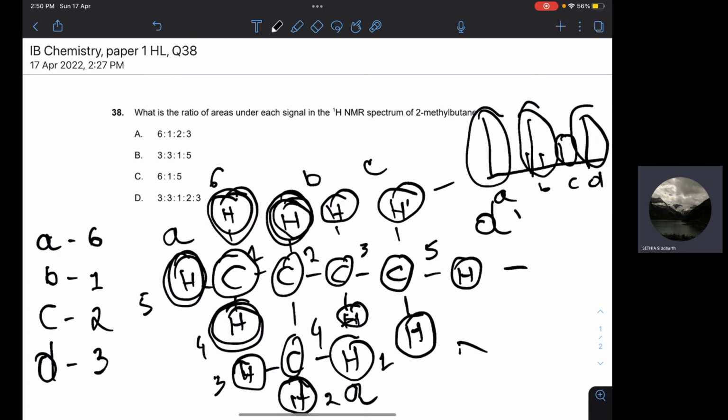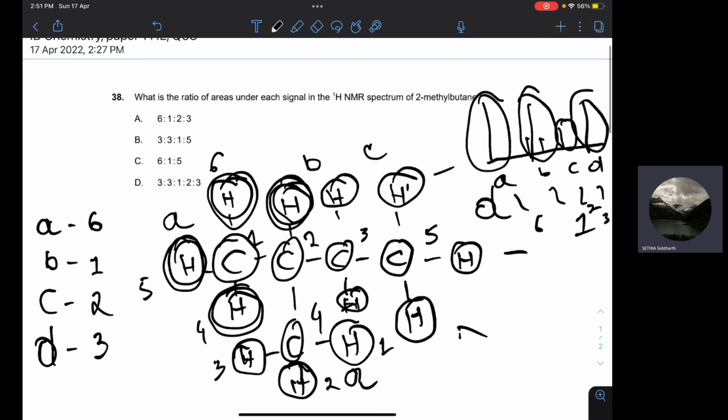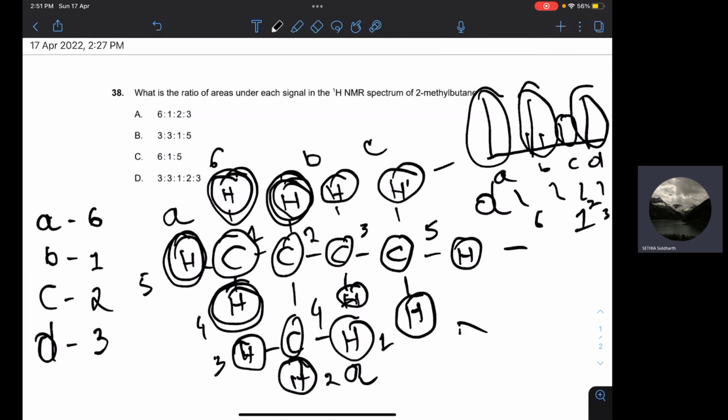So in our case, in environment A, we had 6 hydrogens. In environment B, we had 1 hydrogen. Environment C, we had 2. Environment D, we had 3. I'm sorry, it's getting a bit cramped, but hopefully you understand what I'm getting at. So what is the ratio going to be? We have 6, 1, 2, 3. And out of these options, which one makes sense? Well, that is option number A. So the correct option is option number A.